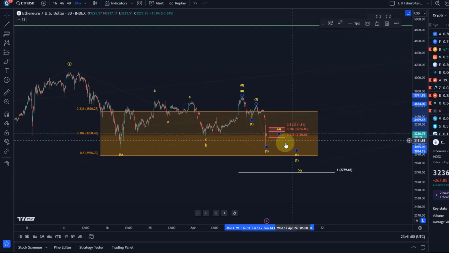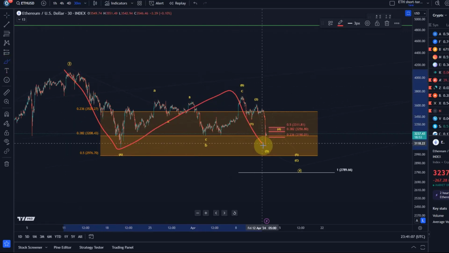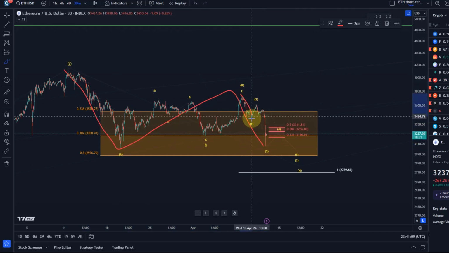So it's still possible that, instead of an ABC, this might have been a W, X, Y, and the Y wave is an A, B, C. And then the low could already be in, right? So if we break above that level, that could be it.